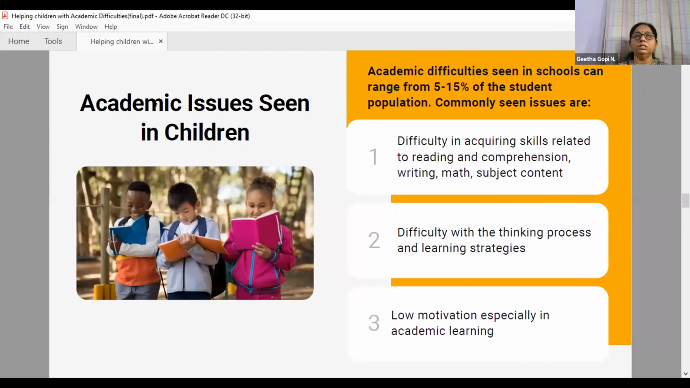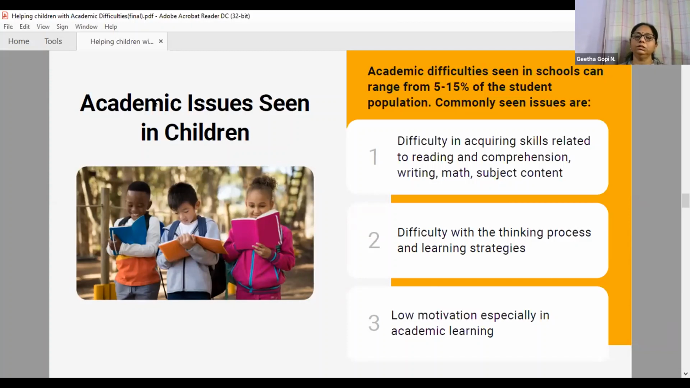Difficulty with the thinking process and learning strategies. The thinking process involves cognitive processes such as putting things in order, thinking in a sequential fashion, what came first, what came next, and so on. Or if instructions have to be given, or math problems have to be performed, putting things in step form, like what to do first, what to do next. So following a certain logical order, being able to reason out, all these are part of thinking and learning strategies.